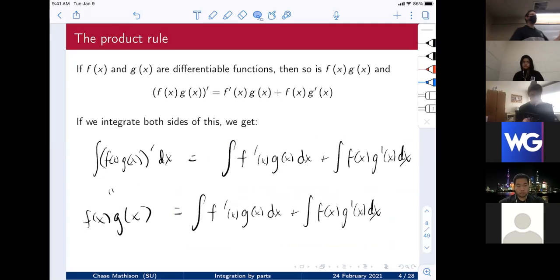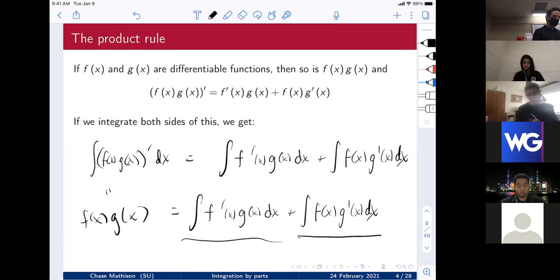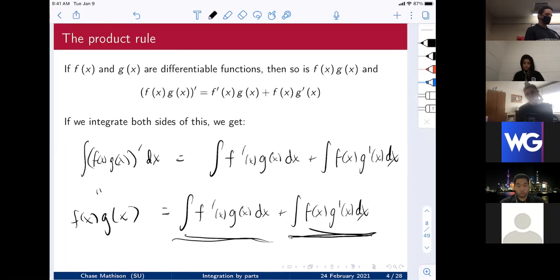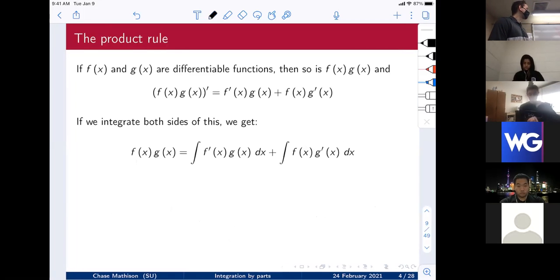So you might say, well, I can't do anything with the stuff on the right, so who cares? Well, the idea is maybe f of x times g prime of x is hard to integrate. But what if f prime of x times g of x is easy to integrate? That's the whole idea: if we can swap which function has the prime, that might give me an easier integral. That's the whole idea behind integration by parts.